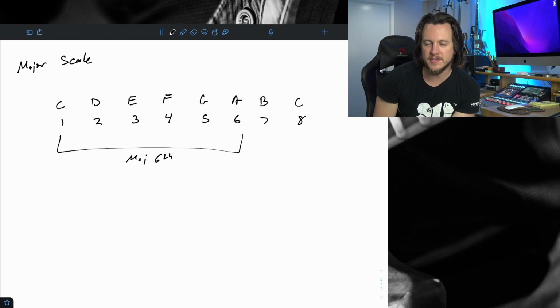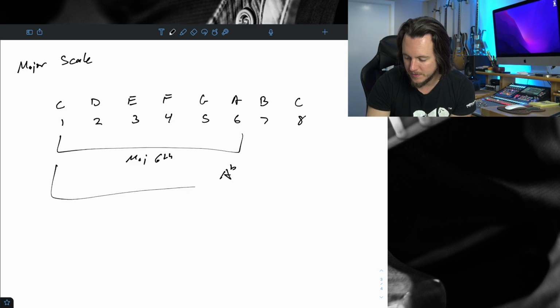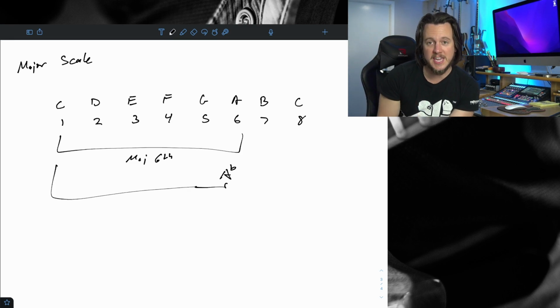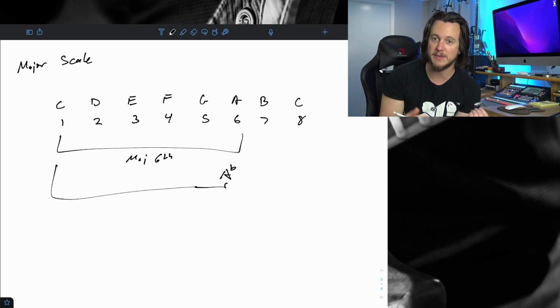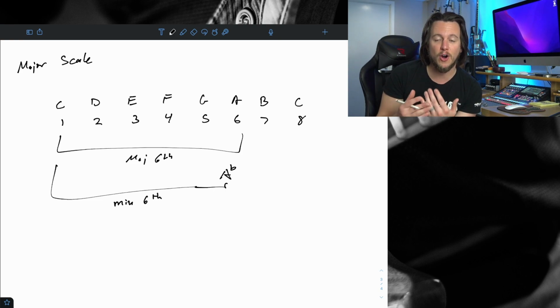And what happens if we move the A down a half step? So C to A flat. Now it's not a major sixth because that's C to A by the definition of the major scale, so then we would just call that a minor sixth. See, we're comparing all of our intervals to the major scale.